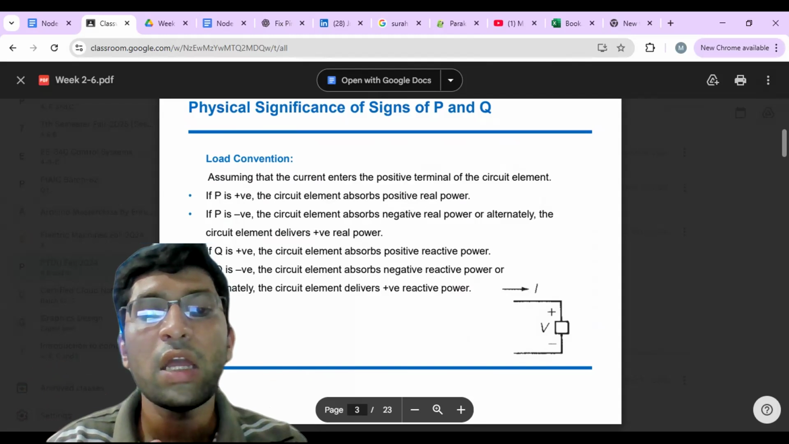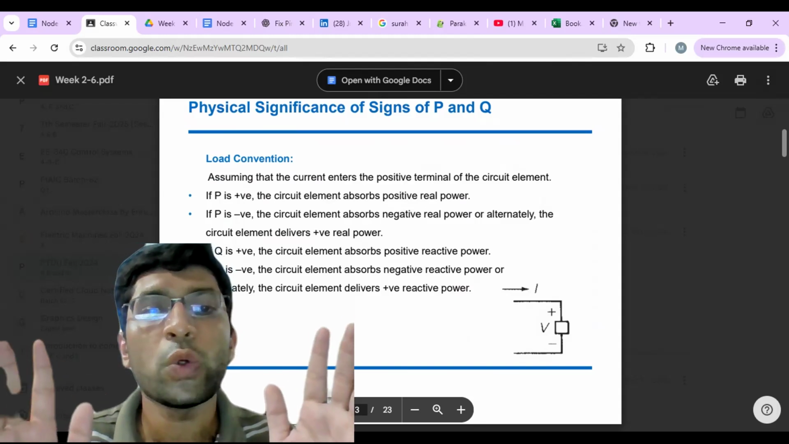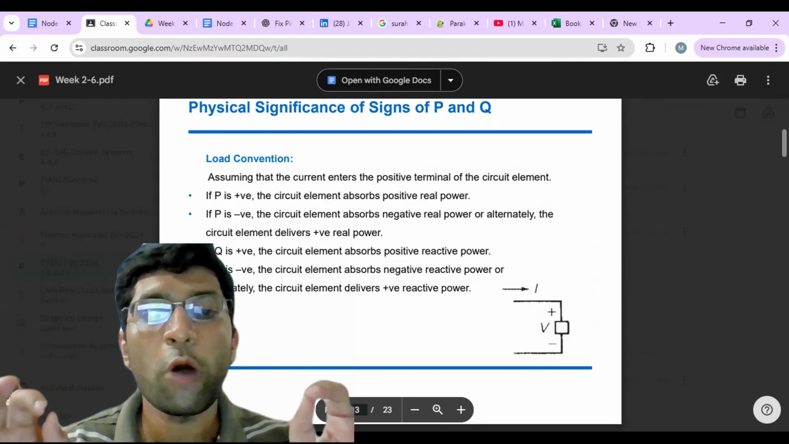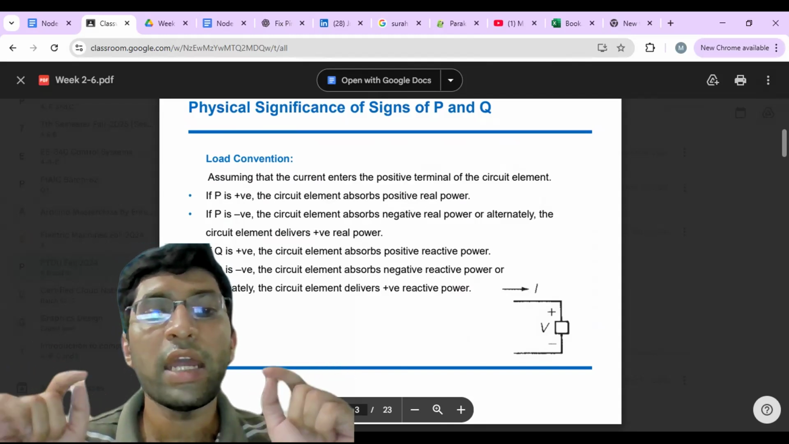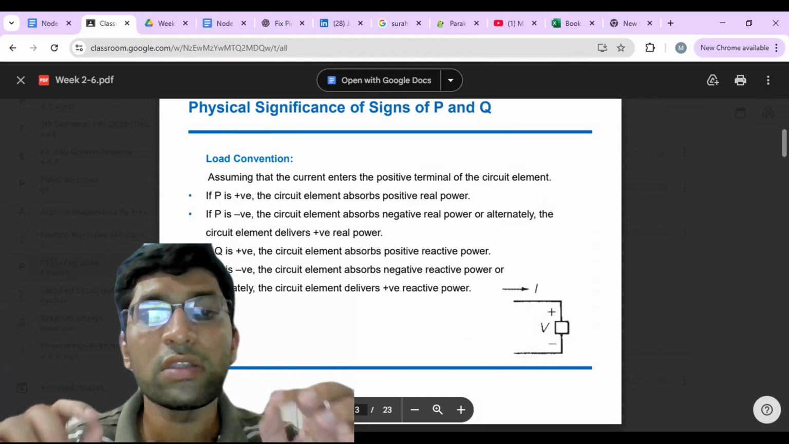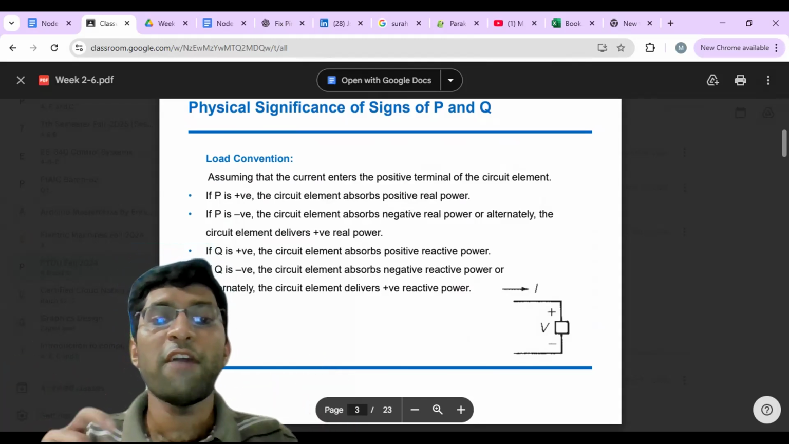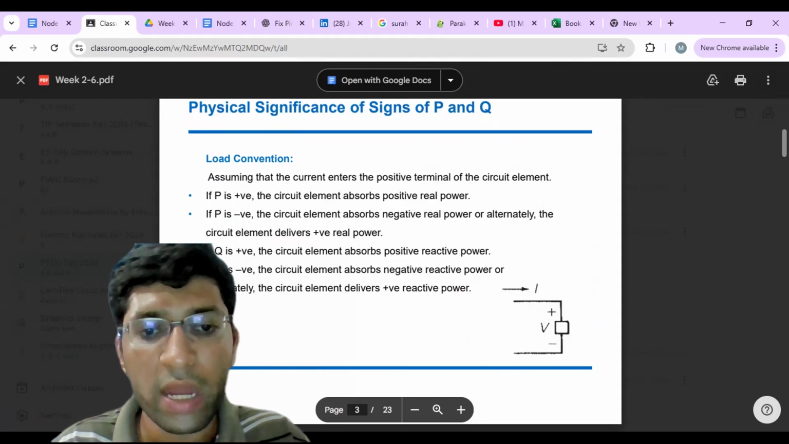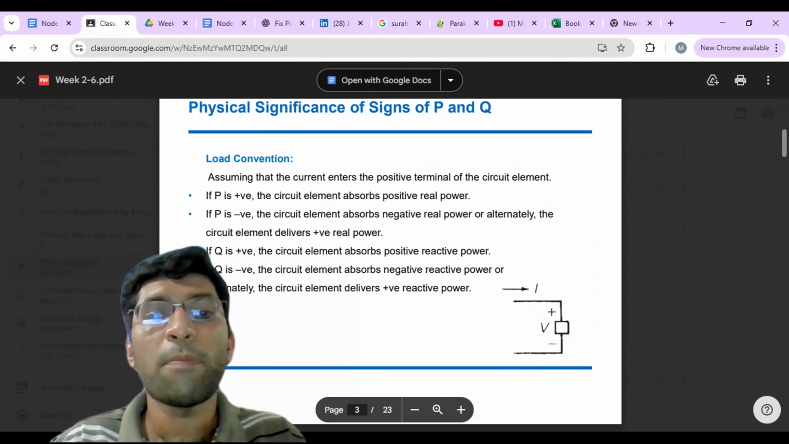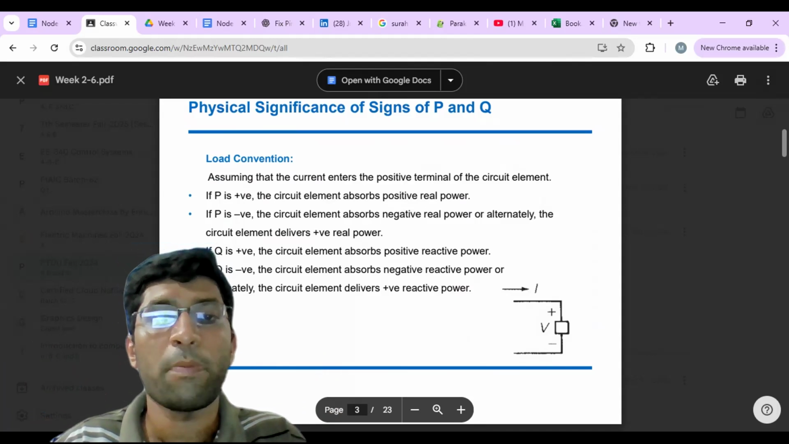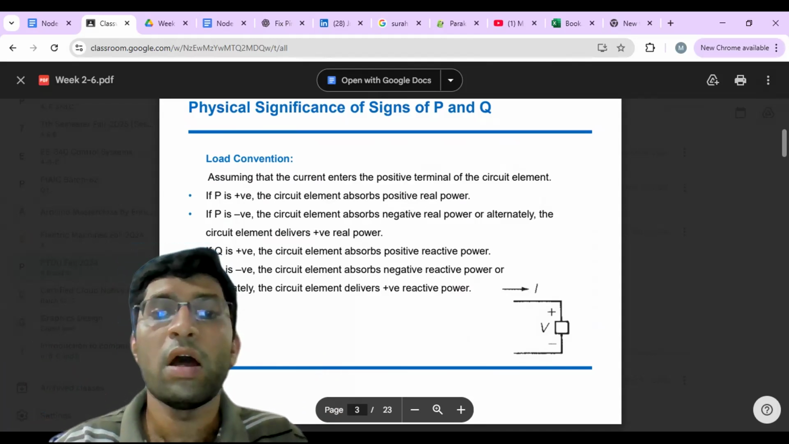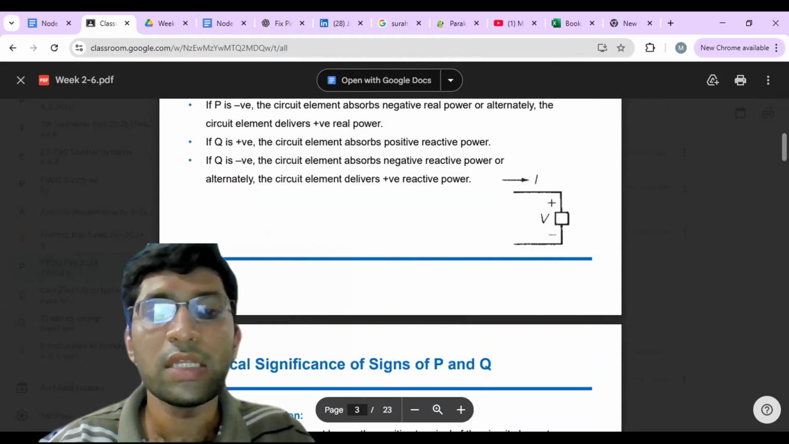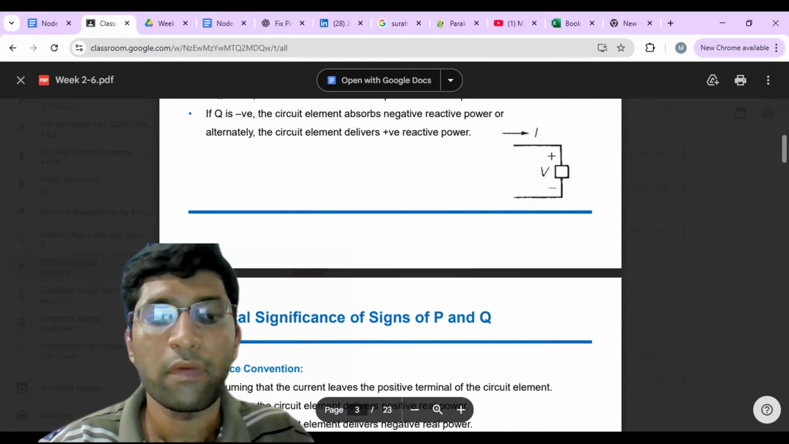If reactive power is positive, it clearly shows that the circuit is absorbing positive reactive power. And if reactive power is negative, the circuit absorbs negative reactive power. So I repeat, if active power is positive, the circuit is absorbing positive real power. If P is negative, the circuit element absorbs negative real power. If reactive power is positive, the circuit absorbs positive reactive power. If reactive power is negative, the circuit element absorbs negative reactive power.